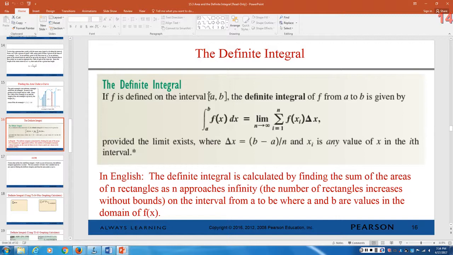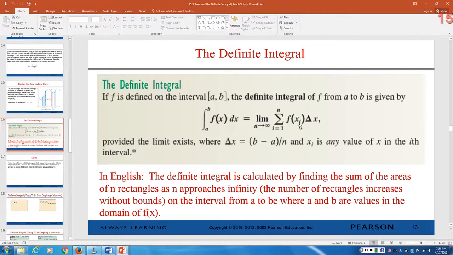So this is the textbook definition, and I printed it out for you. But in English, what that means is the definite integral is calculated by finding the sum of the areas of n rectangles as n approaches infinity, in other words, the number of rectangles increases without bound, on the interval from A to B, where A and B are values in the domain of f of x. In other words, it has to be an interval where the function is actually defined, which is kind of common sense.